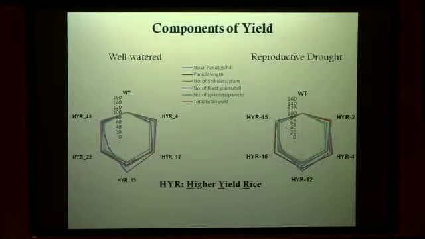Under drought stress, we show these spider diagrams. It's more representative. Under well-watered conditions and reproductive stress, many of these components, the same ones, have increased in all these higher lines compared to the wild type, in reproductive drought and well-watered conditions. So many of these parameters in drought stress response have increased in the higher lines.